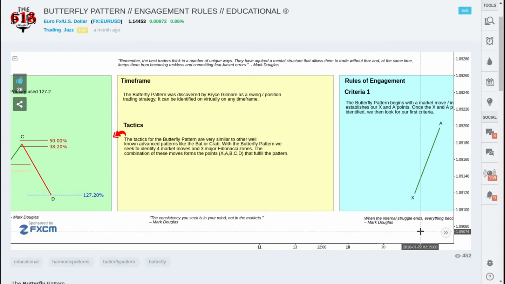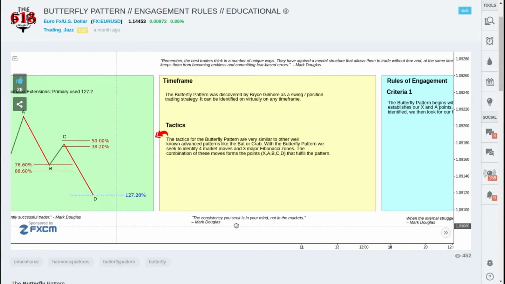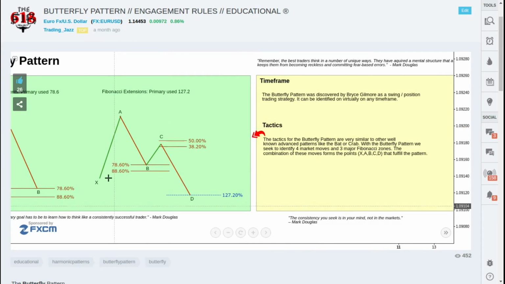Tactics. The tactics for the butterfly pattern are very similar to other well-known advanced patterns like the bat or crab. With the butterfly we seek to identify 4 market moves and 3 major fib zones. The combination of these moves forms the points X, A, B, C and D that fulfill the pattern.